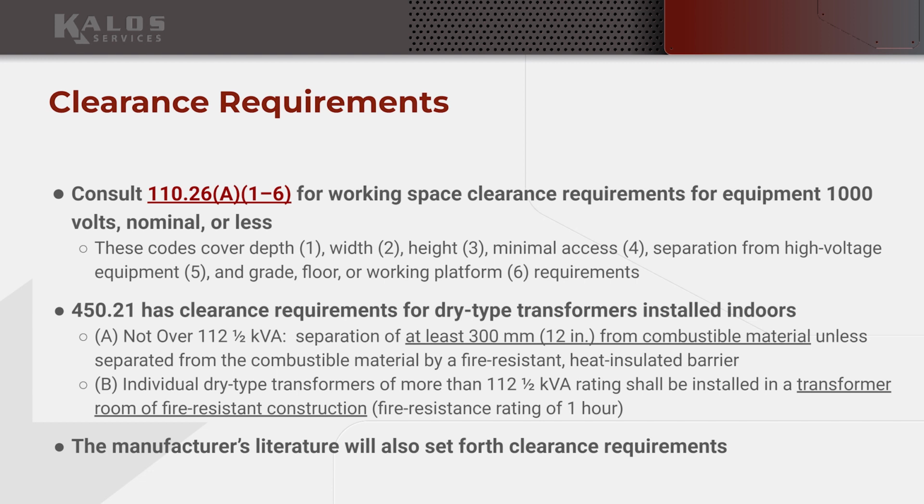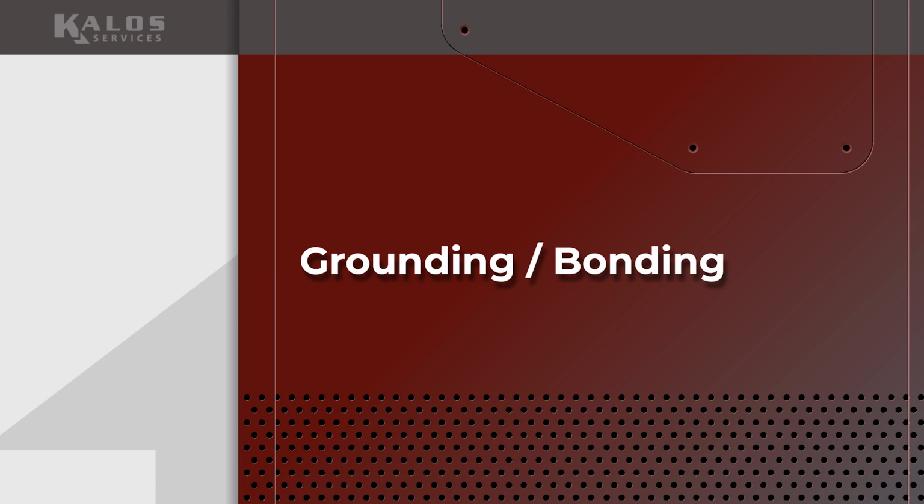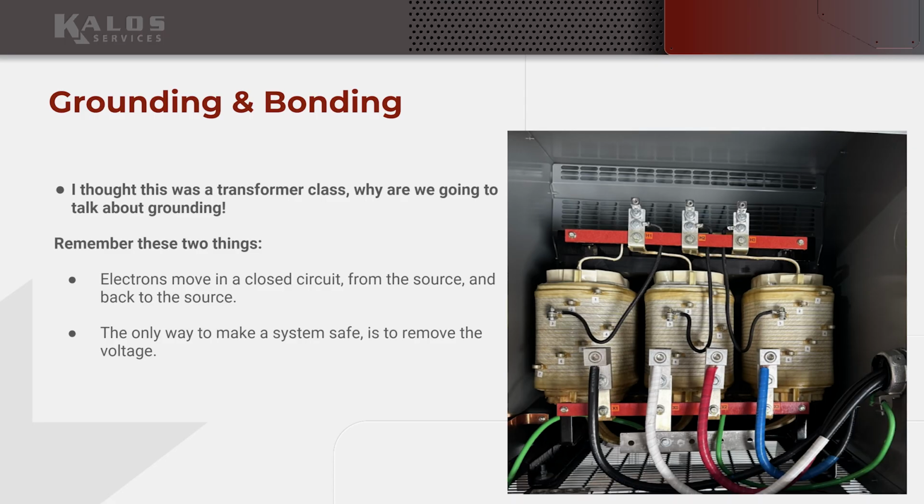Okay, so grounding and bonding. This is the part that I really wanted to make sure that we drive home: understanding why we ground, why we install equipment grounding conductors, what is a grounding electrode conductor, what is bonding, and why is it so important. So we need to remember 2 things. Electrons move in a closed circuit. They move from the source and back to the source.